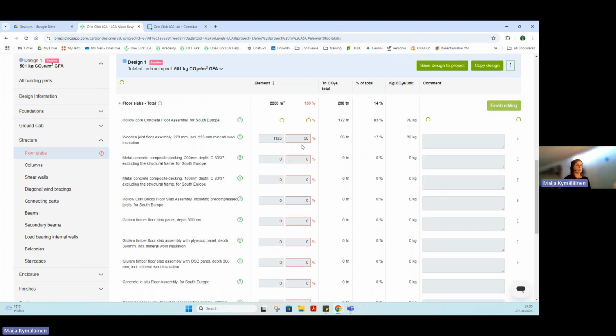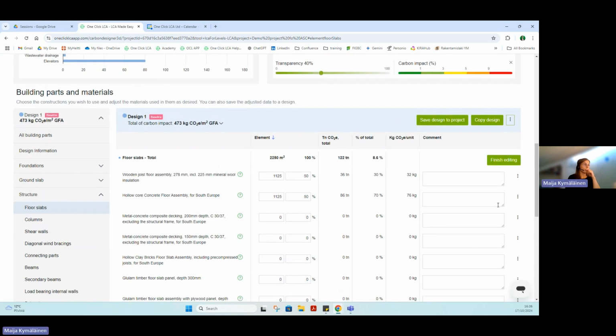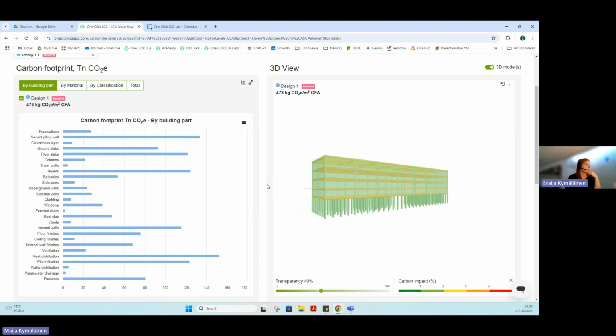This is something that is also in product development. Hopefully soon, maybe during the first half of next year, we will be able to edit several points at once. But at this time, it is still working like this. Once you fill in some values, it will recalculate every time. Now I just did this small edit, and then we can finish editing, and it has recalculated our floor slabs.